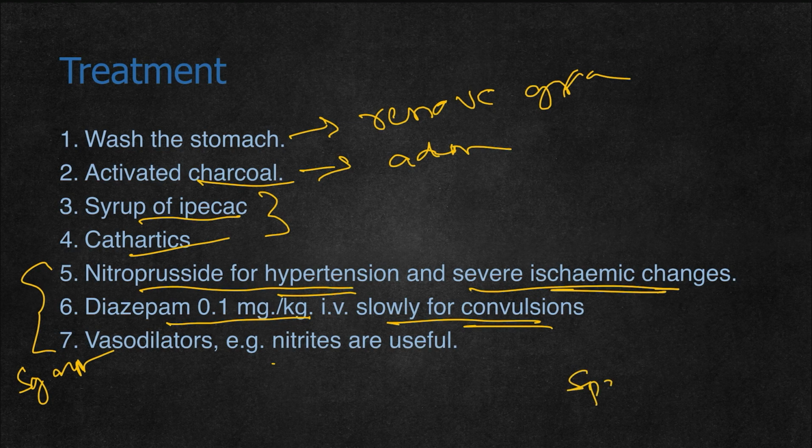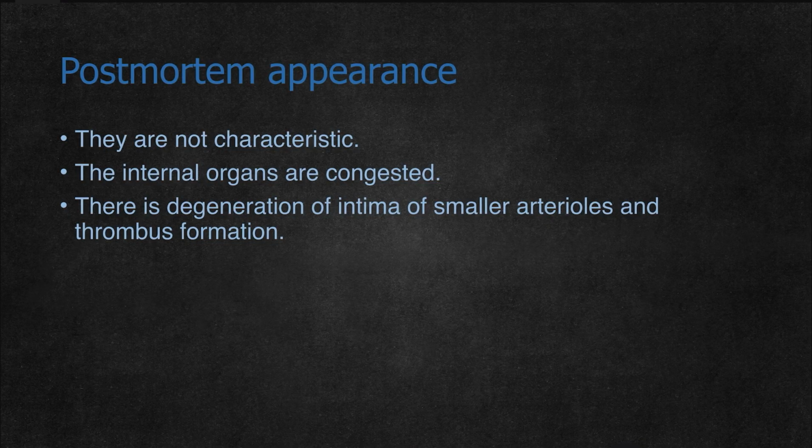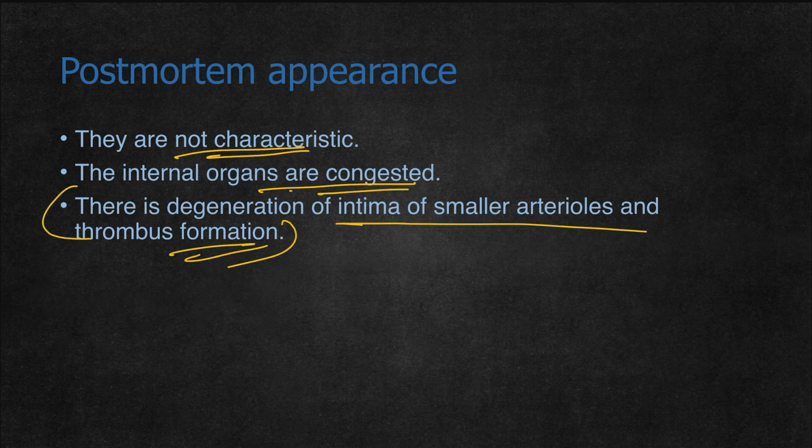There is no specific antidote, and symptomatic treatment is helpful. First, the poison is removed by stomach wash and emetics. Afterwards, symptomatic and supportive care is provided. Coming to postmortem appearance, there is no characteristic change. The internal organs are congested, which is the commonest change. There is degenerative change of the intima of small arterioles and thrombus formation may be seen, but it's not specific. The organs are congested as a sign of asphyxia, since decreased oxygen leads to congestion of organs.